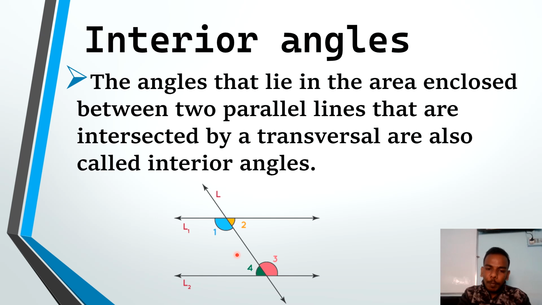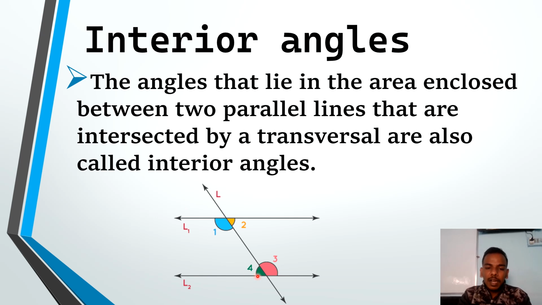So there will be two pairs of interior angles and two pairs of exterior angles. So what is the property of interior angles? As you can see, angle 1 and angle 4, angle 2 and angle 3, are they alike? Are they similar? No, they are not the same. So they are different. So what will be the property then?